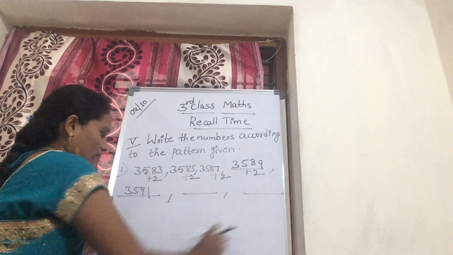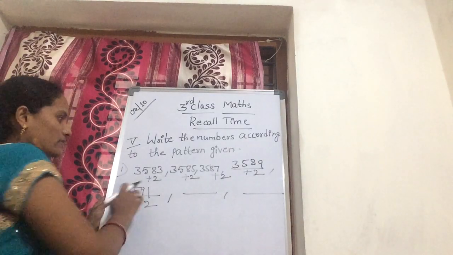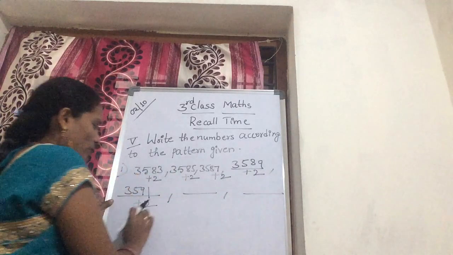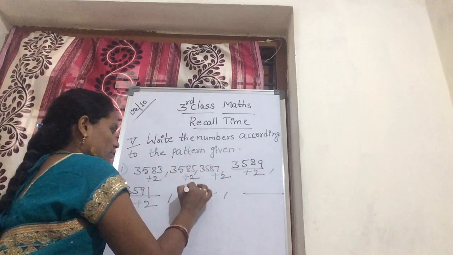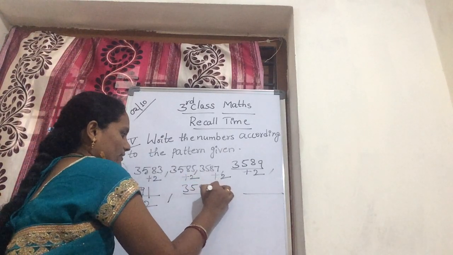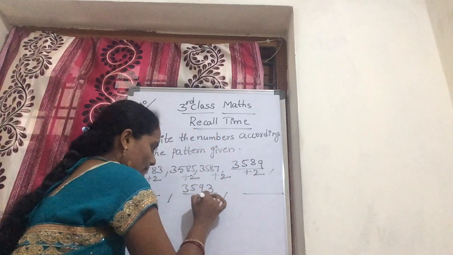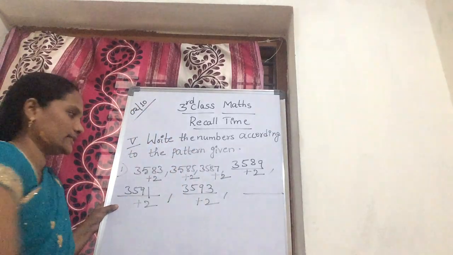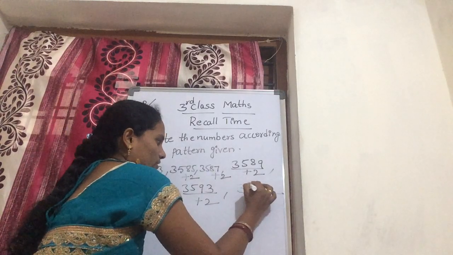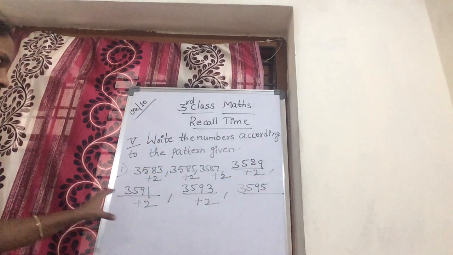Now next you need the next number. How much are we adding? Again you are adding plus 2, because in these in-between numbers every time you add plus 2. You get the next number. 3591 plus 2, 3593. Okay. Next you need the last number. Again you add plus 2. 3593 plus 2, which number do you get? 3595. This is the pattern.